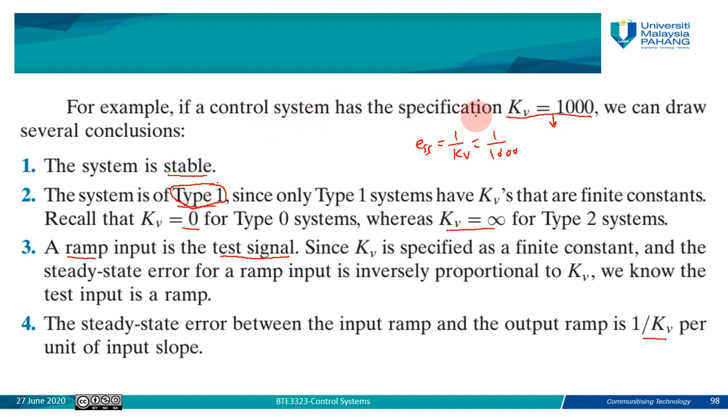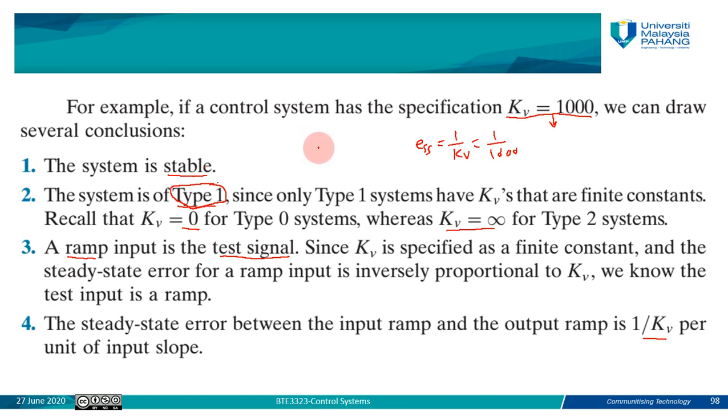So whether you get the value of Kv, or the value of Ka, or the value of Kp, all these parameters or specifications will tell us some information about the behavior or the performance of our control system and the nature of the system.